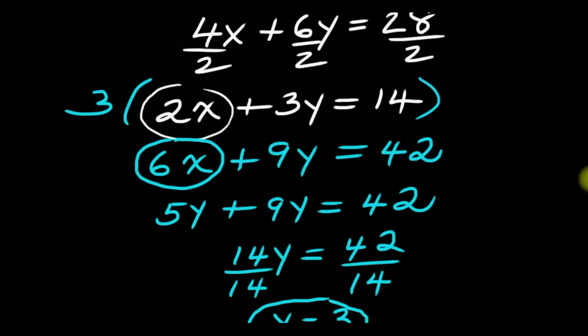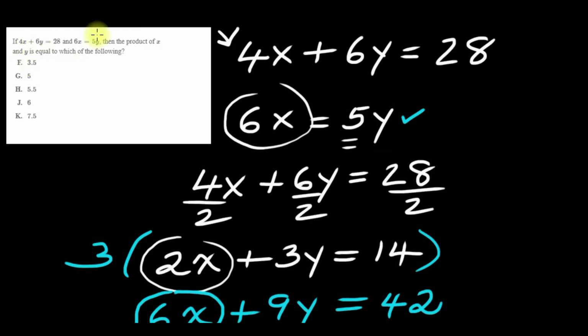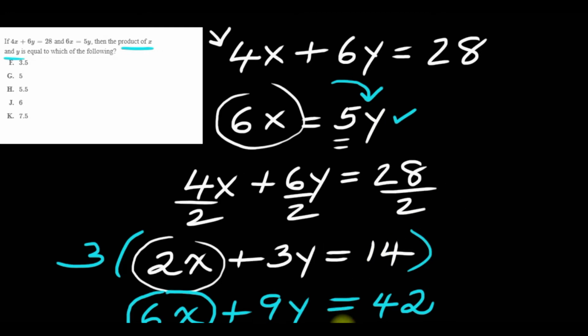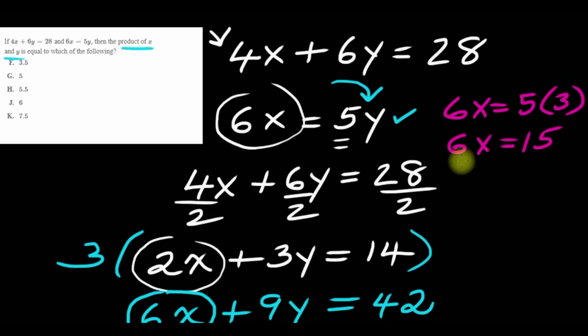Okay, so we found y, but it says to find the product of x and y. So we need to know what x is. And you can do that by substituting the y in here because we have y, right? Y is 3. So that would be 6x equals 5 times 3. So over here, 6x is 5 times 3. That would be 6x is 15. Okay, and then divide by 6. So your x is 15 over 6.